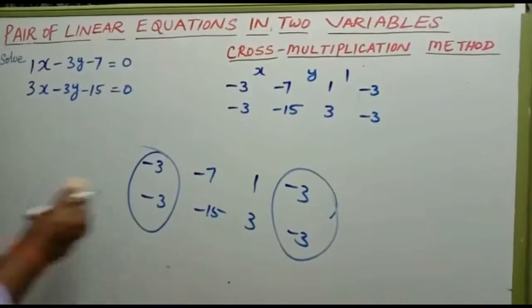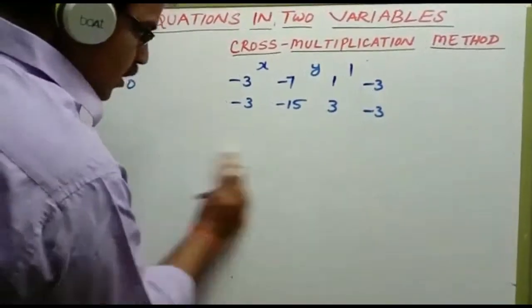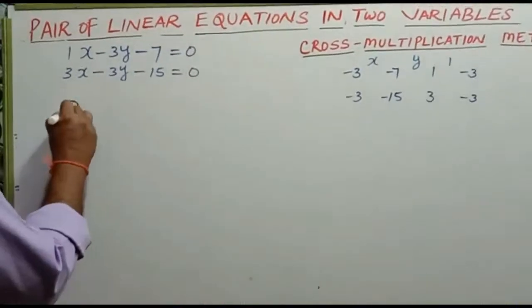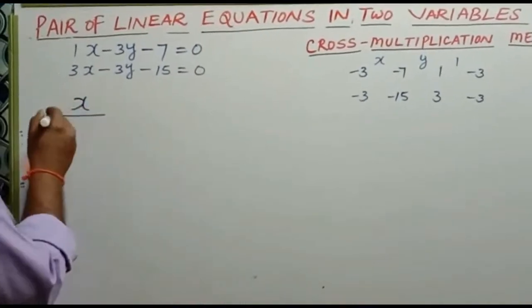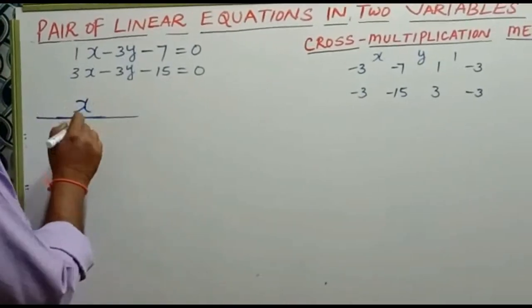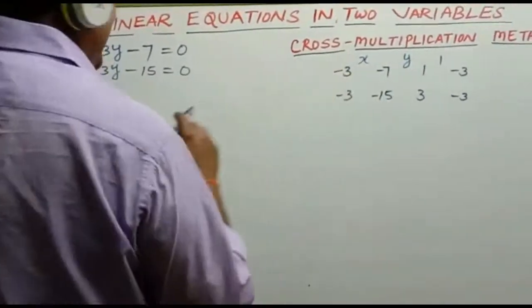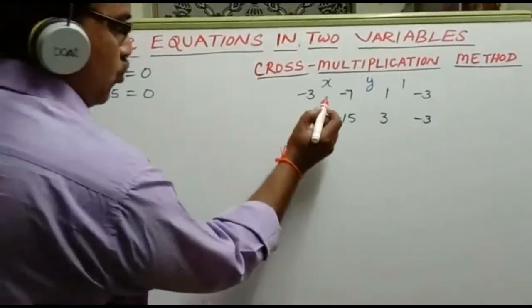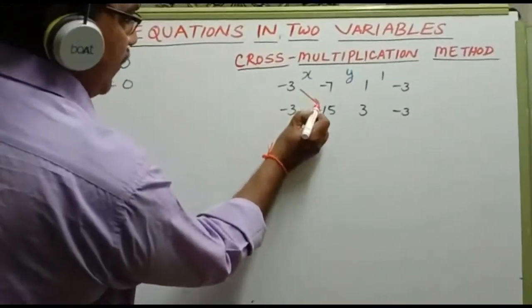Now, cross multiplication method. x by, first step, minus 3 into minus 15.